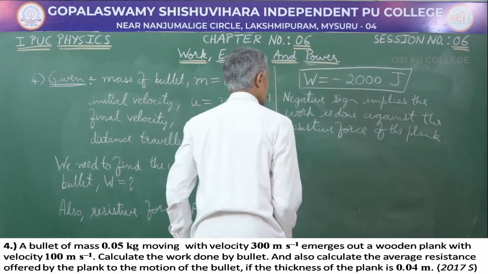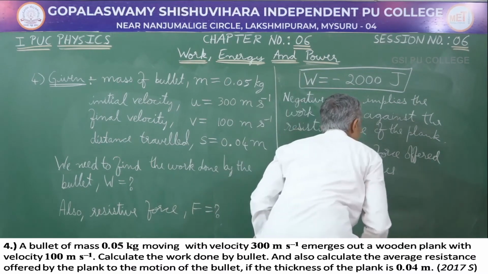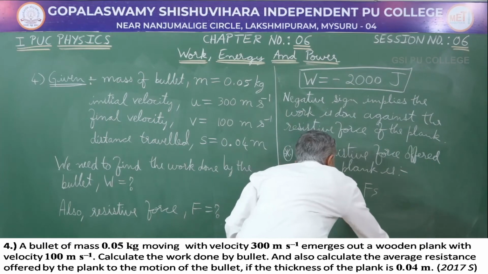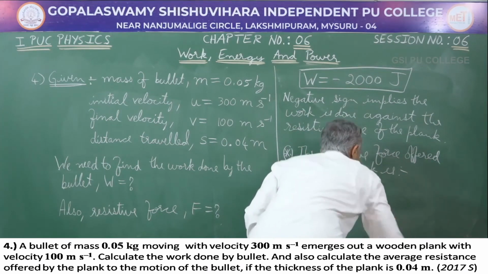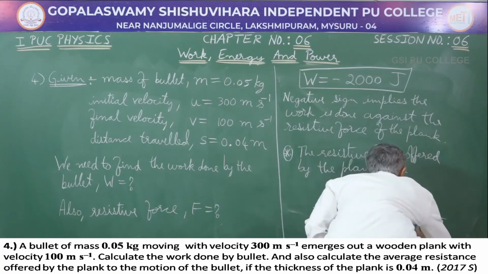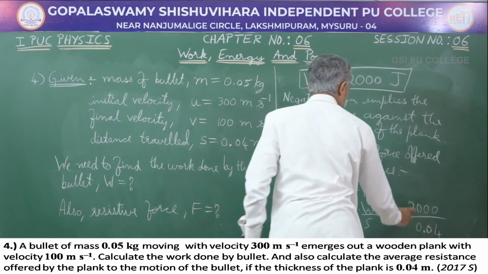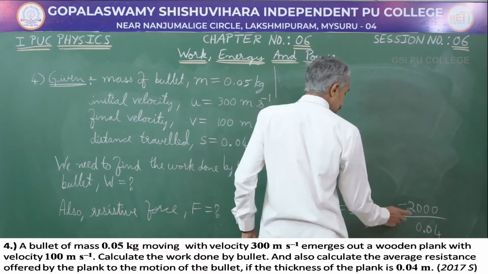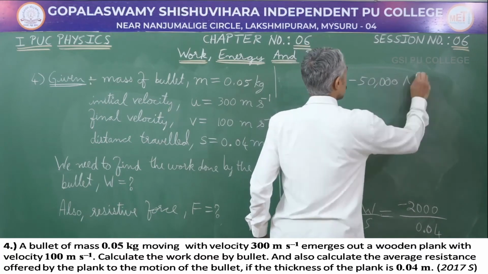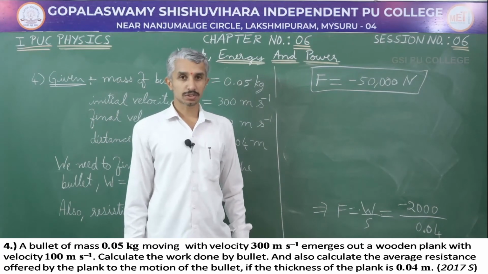Let us find out the resistive force of the plank. The resistive force offered by the plank is, so we know work is force into displacement, which means force is going to be work done divided by displacement. So the work done is 2000 joule divided by displacement, which is 0.04 meters. Let us simplify this. We take this as minus. On simplifying this, I will get the answer as minus 50,000 newtons. So this gives the resistive force of the wooden plank. Let us proceed to the next problem.